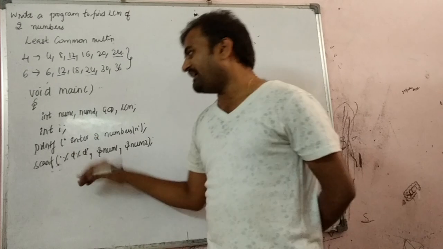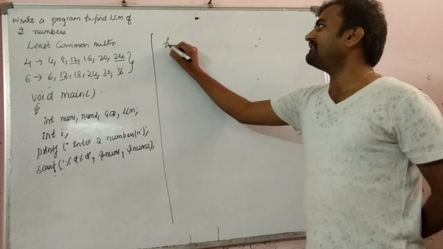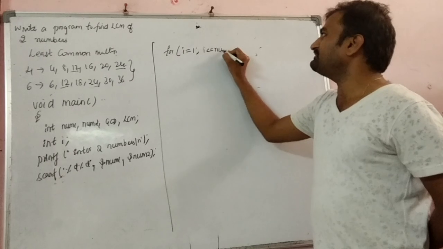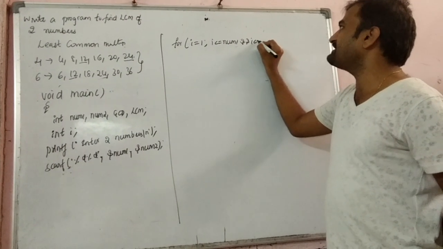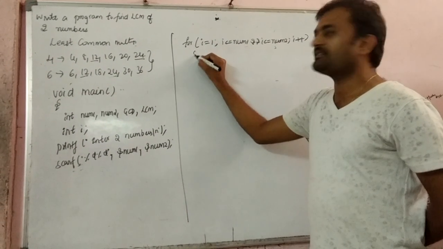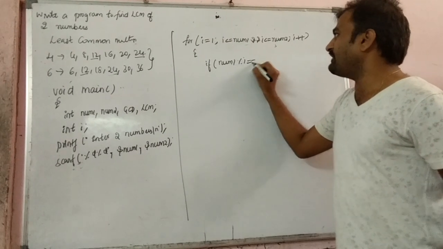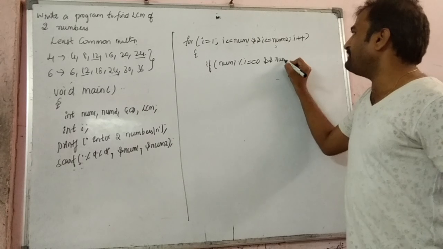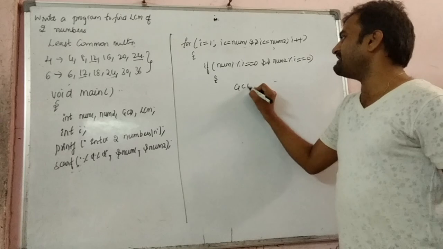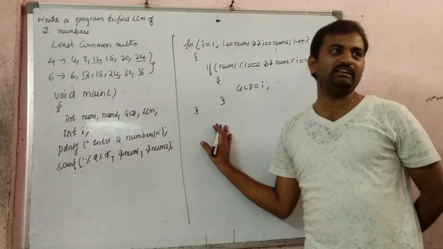Now we have to find the GCD. How to find the GCD? For i equal to 1, while i is less than or equal to num1 and i is less than or equal to num2, i plus plus. If num1 modulo i equals 0 and num2 modulo i equals 0, then GCD is equal to i. This finishes how to find the GCD.